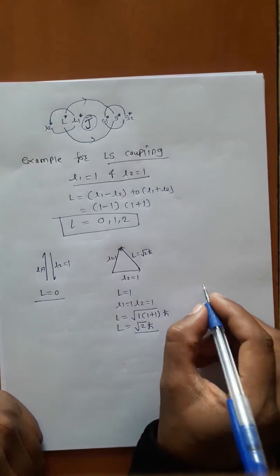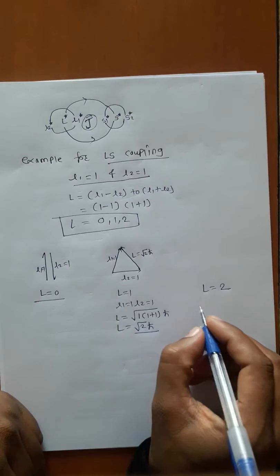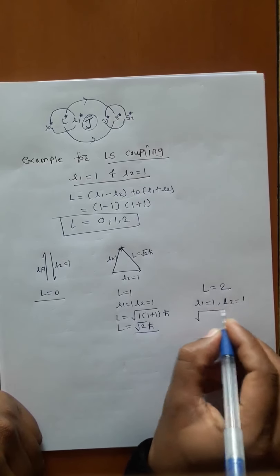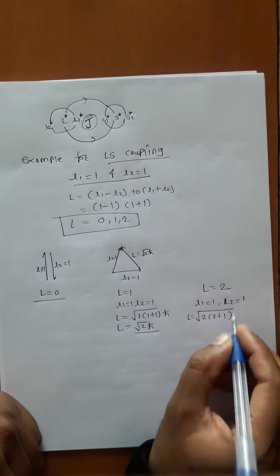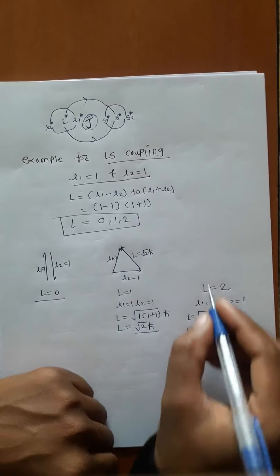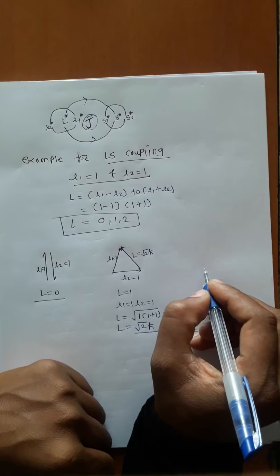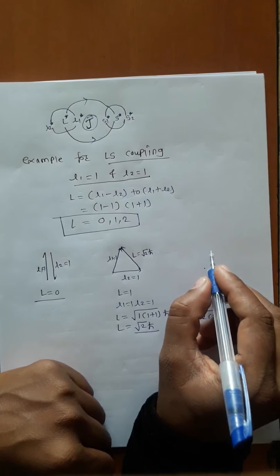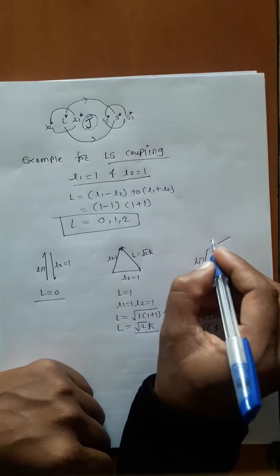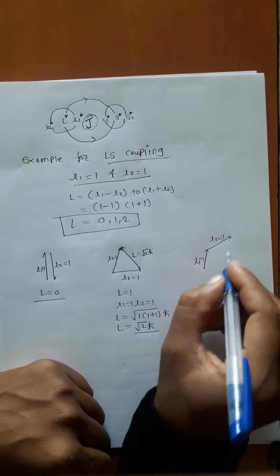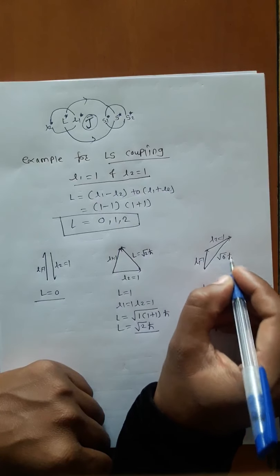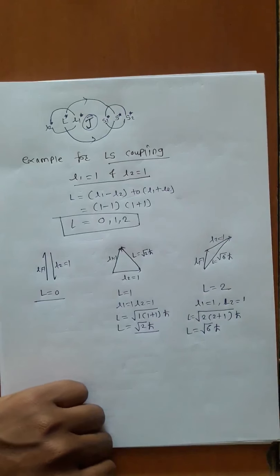Here L is equal to 2. L equal to 2 means L1 is equal to 1 and L2 is equal to 1. Then L is the square root of 2 into 2 plus 1, times H cross, which is root 6 H cross. We write L1 equal to 1 and L2 equal to 1, and the resultant of L1 and L2 gives root 6 H cross. L bar is equal to root 6 H cross.